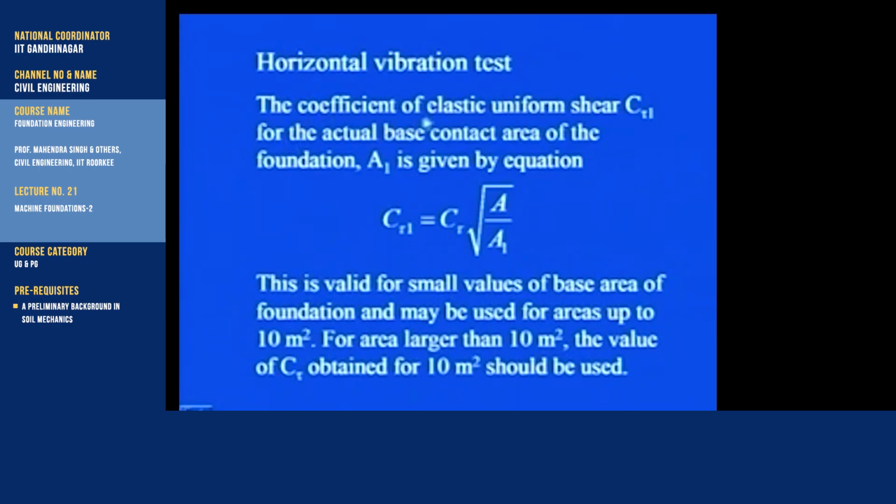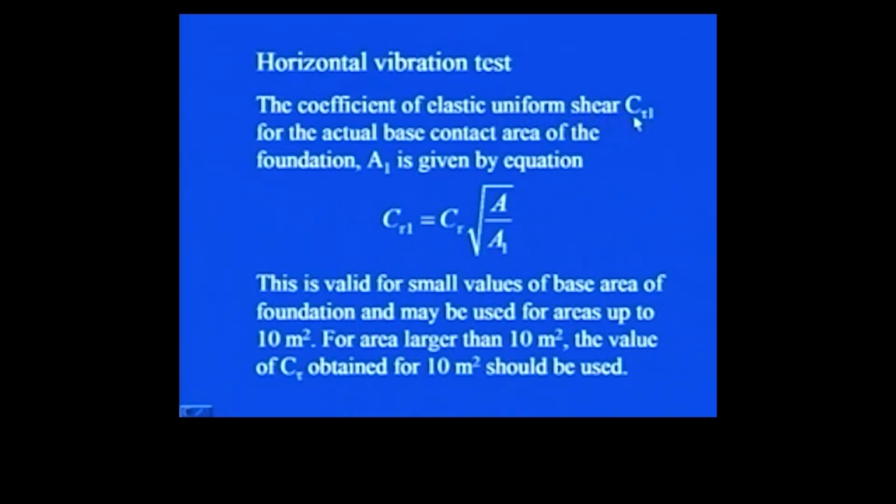Then the coefficient of elastic uniform shear C tau 1 for the actual base contact area of the foundation A1 is given by this equation, that is C tau 1 is equal to C tau times square root of A by A1.